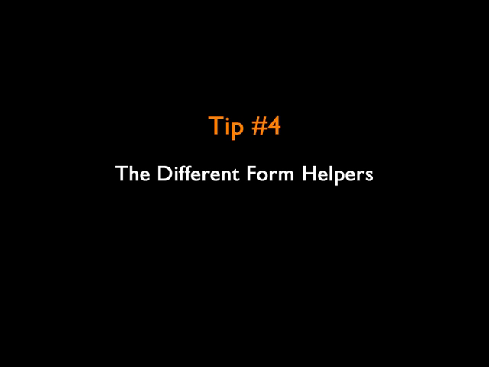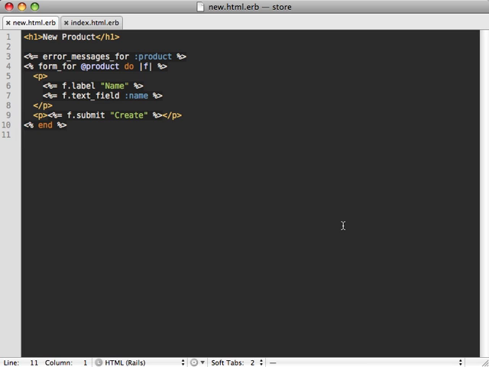Tip number 4, the different form helpers. Rails gives you a lot of helper methods dealing with forms and fields, and it can often be a source of confusion because there's actually 2 different kinds. So whenever you need to make a form, ask yourself, am I editing a model? And if you are, you'll want to stick with helper methods which do not end in the word tag, such as form for, label, text field, and submit.